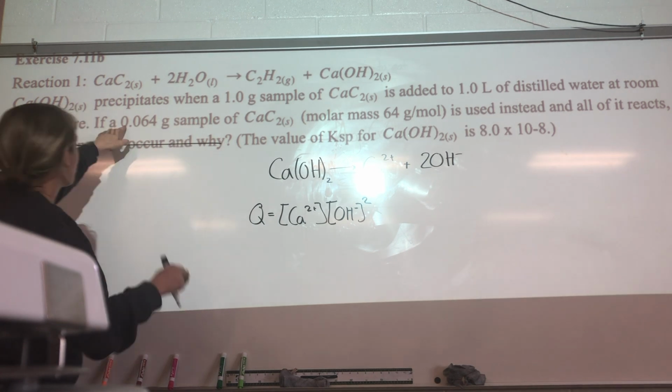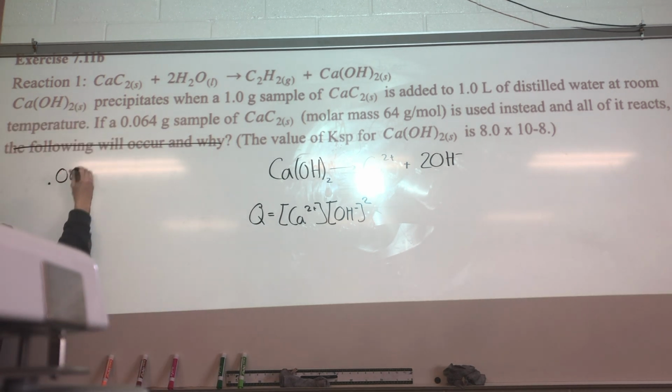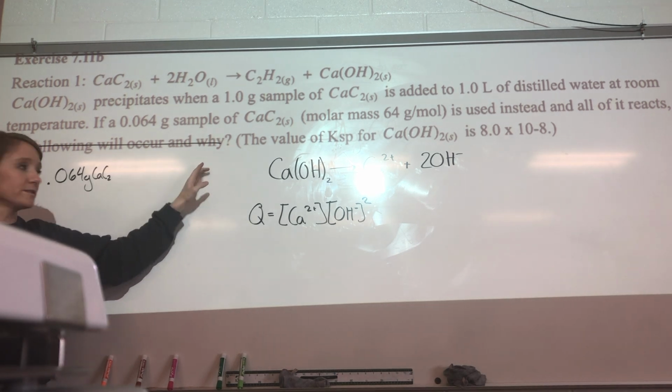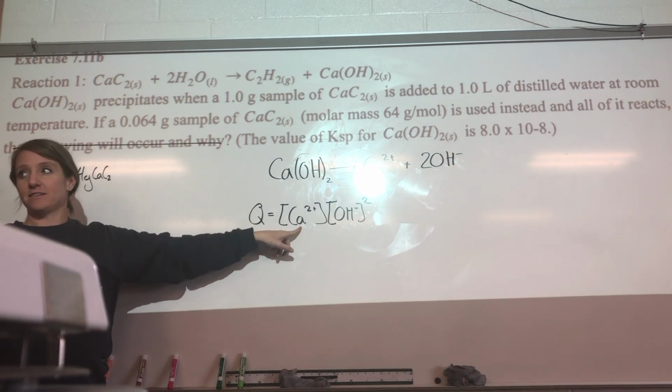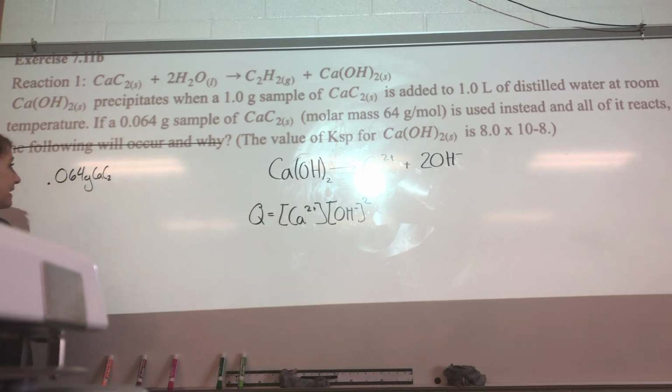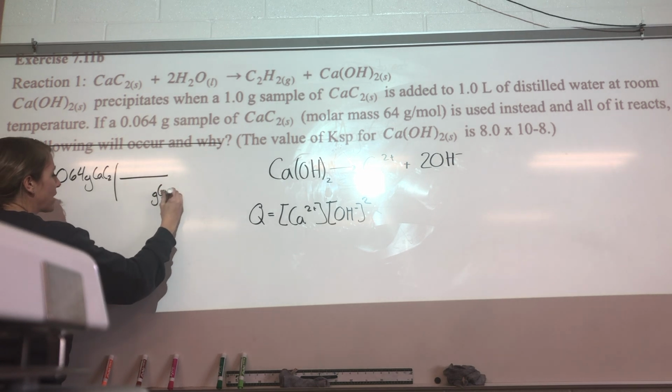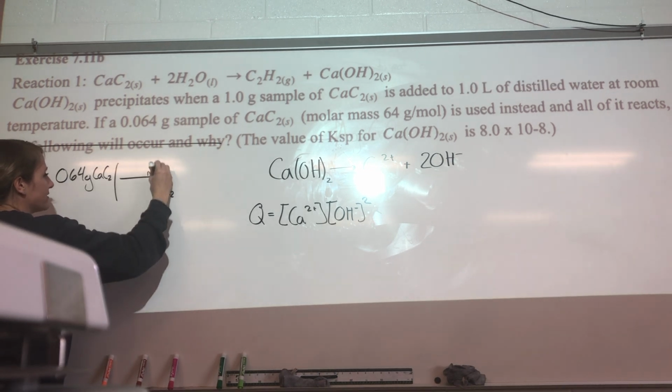So we know the grams. And then we just have to do the grams of that and the grams of OH. Good. So we've got to go from grams of calcium carbide all the way to moles of our ions. Okay? So I'm going to go from grams of calcium carbide to moles of calcium carbide.